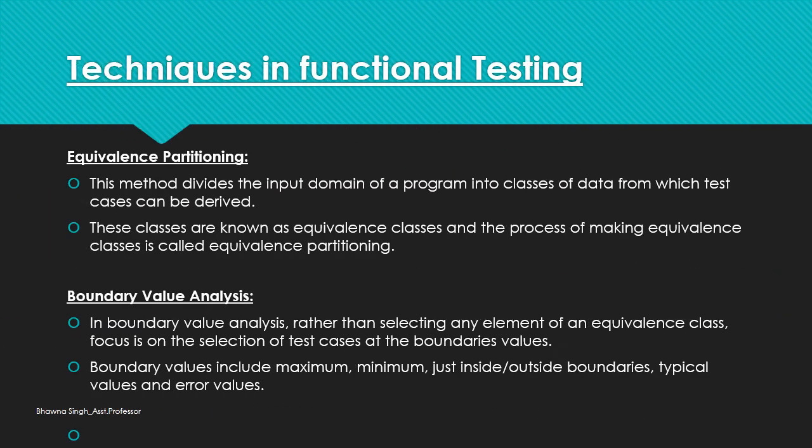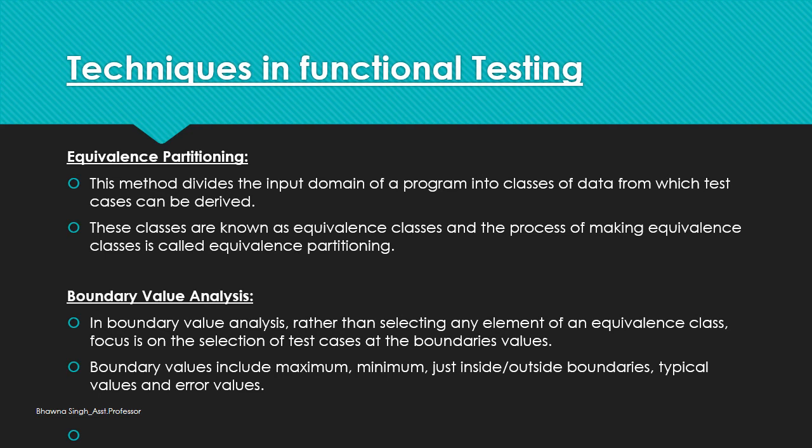Now these are the various techniques or methods that we follow in functional testing. The first one is equivalence partitioning. This method divides the input domain of a program into classes of data from which test cases can be derived. These classes are known as equivalence classes, and the process of making equivalence classes is called equivalence partitioning.